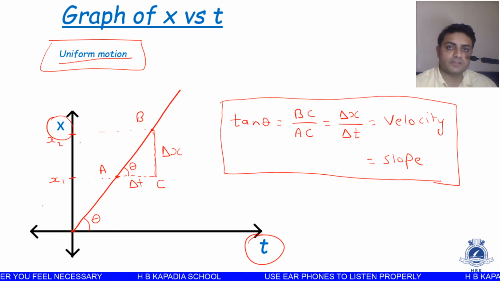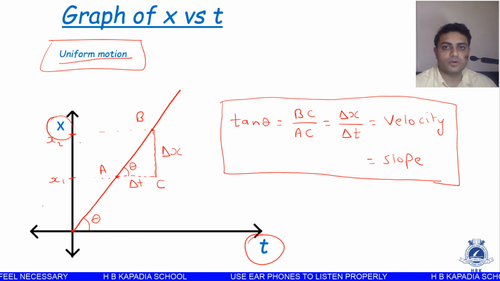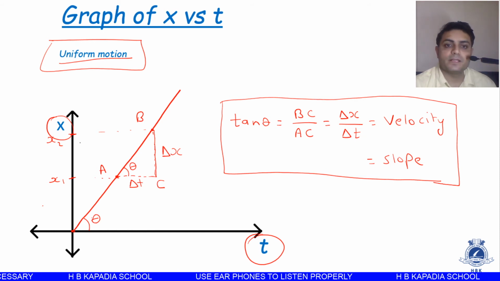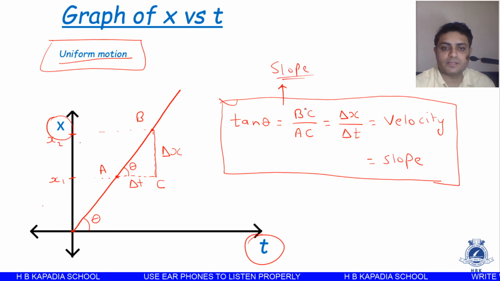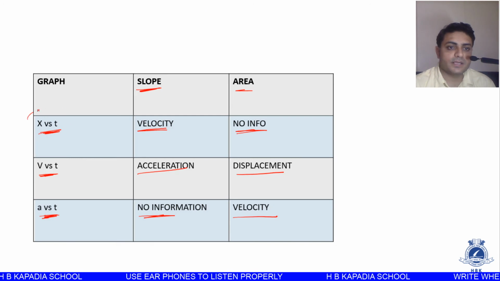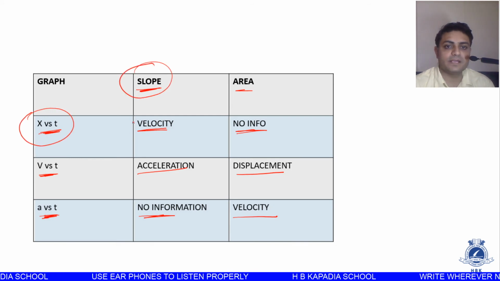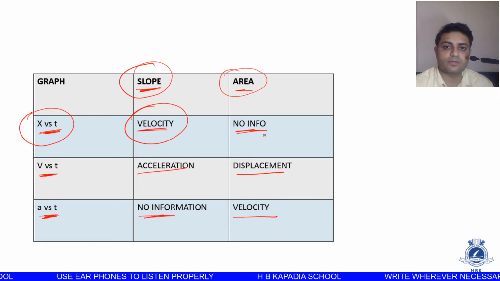If you are not able to understand, I will suggest you repeat this video again and again. The more you see this video, the better you will understand. So this was the information we get from the slope of the graph. Let's see again: in case of x versus t, if we find out the slope, then we get the information about velocity. By finding out the area, we are not able to get any information.